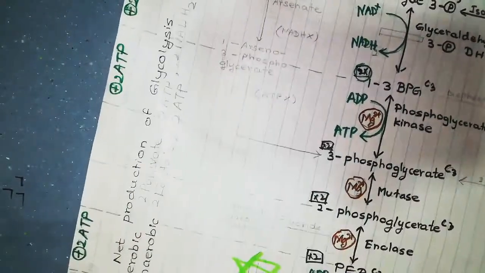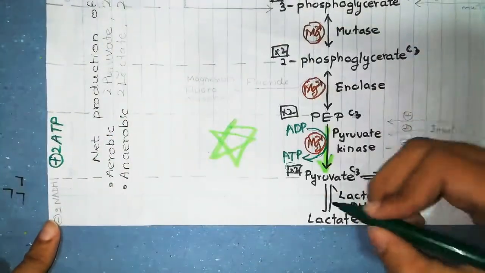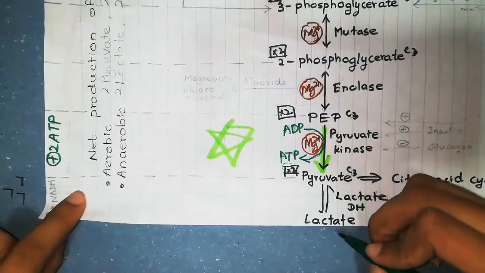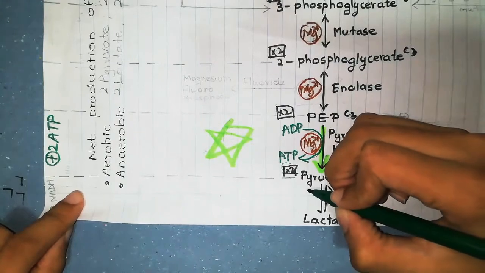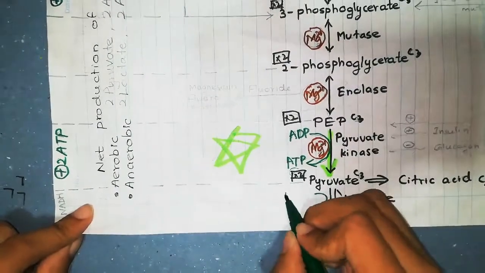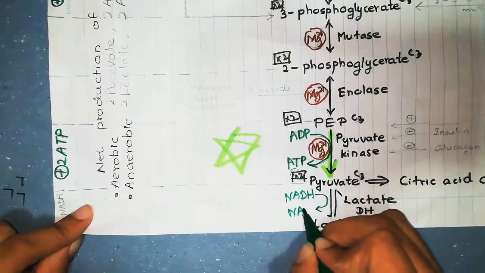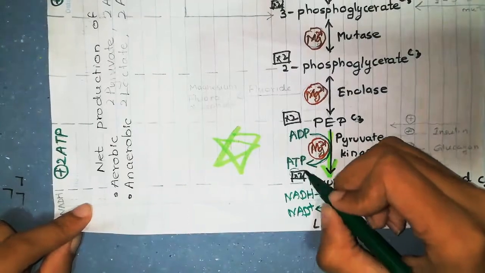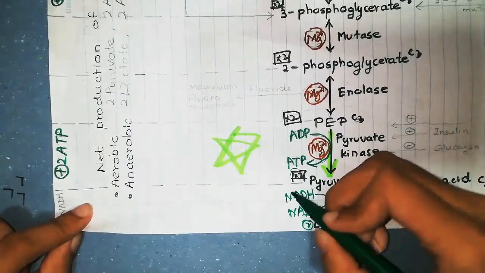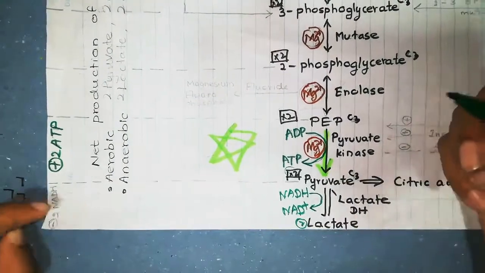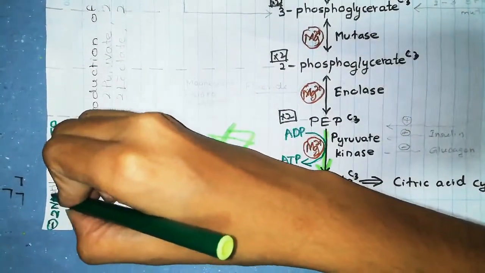So I figured that when the conditions are anaerobic, pyruvate is converted to lactate. It utilizes NADH. So we can write NADH to NAD plus. But here are 2 pyruvate molecules and 2 lactate is produced, so 2 NADH is utilized. So I put minus 2 NADH.